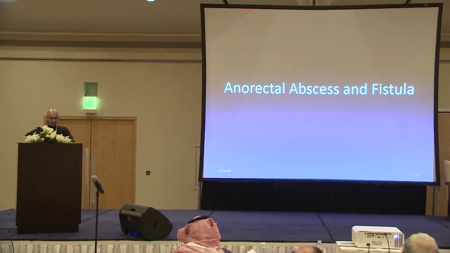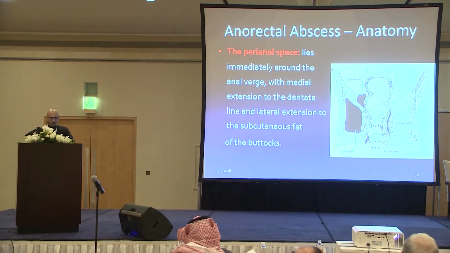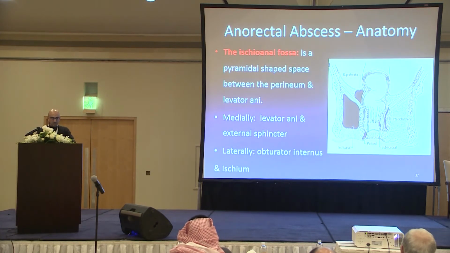Let's start with anorectal abscesses and fistula. Let's start with the anatomy, because there are different spaces where a patient can present with anorectal abscess. The perianal space lies immediately around the anus or the anal verge, with a medial extension to the dentate line and extending laterally to the subcutaneous fat in the buttock. Luckily, this is the most common type of perianal abscess. The ischioanal fossa is a pyramidal shaped space which occurs between the perineum and the levator muscles.